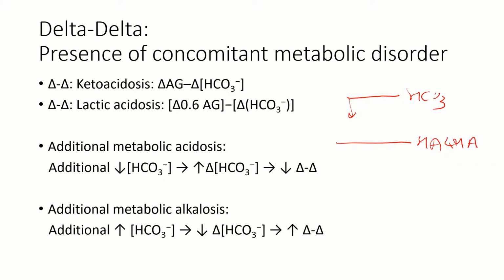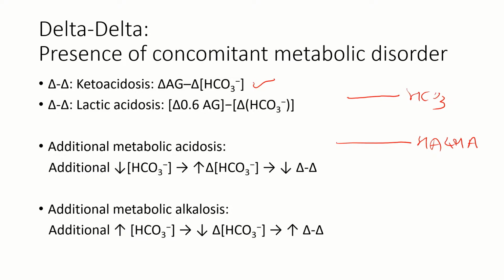Okay, now just consider the case that there is additional metabolic acidosis present. So if there is an additional metabolic acidosis present, then that means the bicarb value is going to fall further, and for example, it's going to be somewhere over here. What this means is that delta bicarb, the change in bicarb levels, is going to increase, and when the change in bicarb level is going to increase, from this formula we can deduce that delta delta is going to go down.